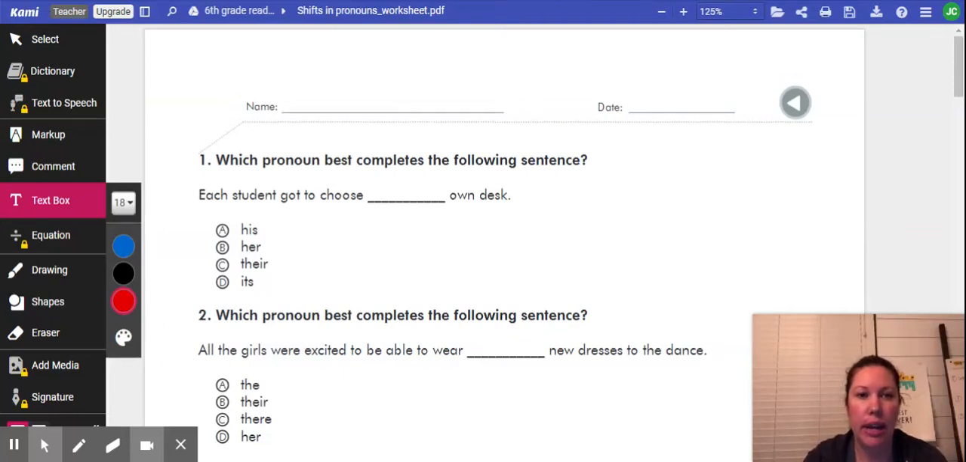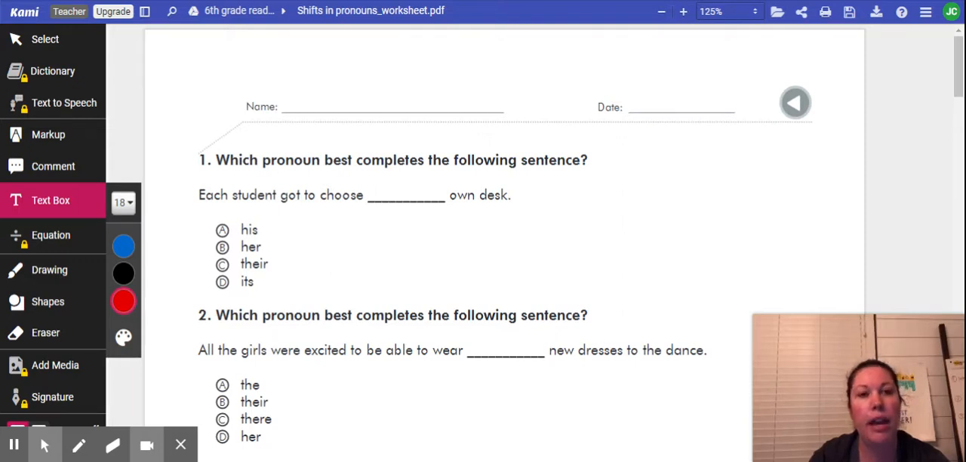Hey guys, so today we are working with shifts in pronouns again for language. And what this means is we just need to be aware of what type of pronoun belongs in the sentence and correct it if it is wrong, right? And make sure that we're not putting two different types of pronouns into our sentence.